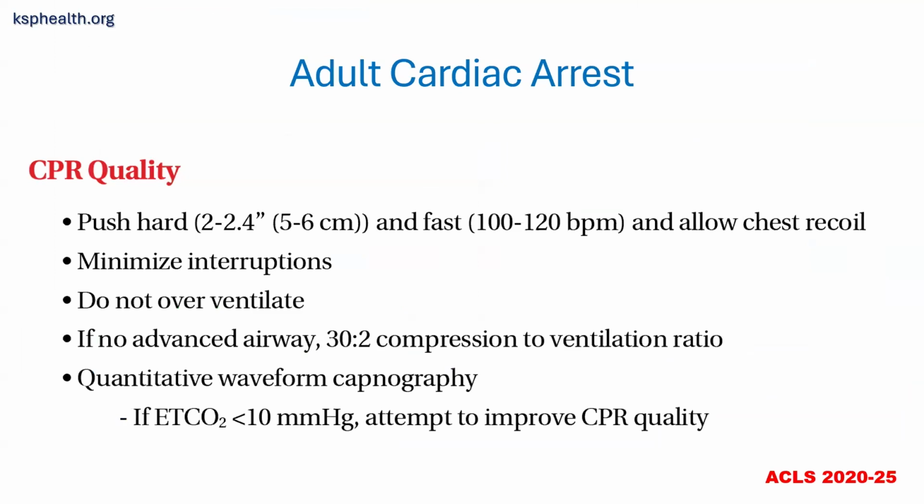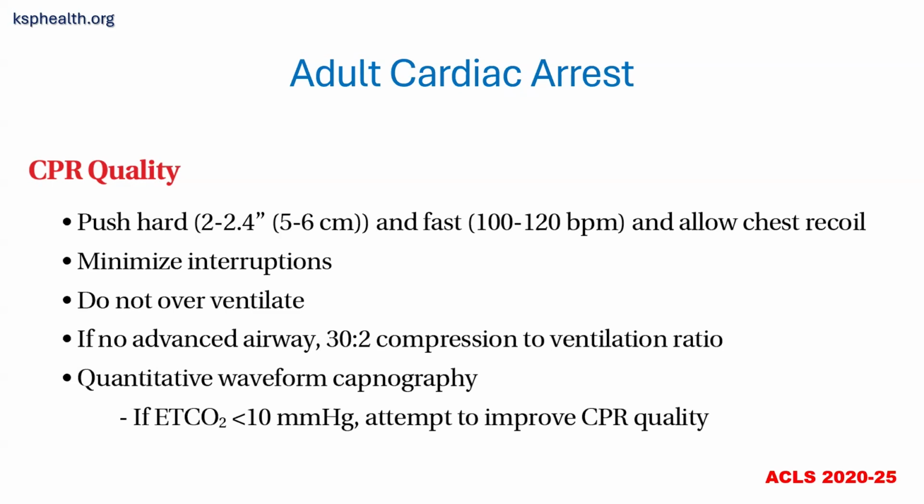So adult cardiac arrest should have high quality CPR. What is high quality CPR? Push hard and fast. Push hard means push 2 to 2.4 inches or 5 to 6 centimeters. Fast means a rate of 100 to 120 beats per minute. And allow chest recoil. Do not rest or lean on the chest in between the compressions. Do the hard push and let the chest recoil completely. That allows the blood flow back to the heart.